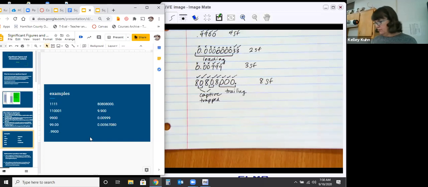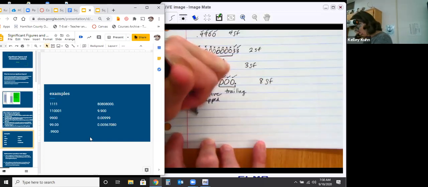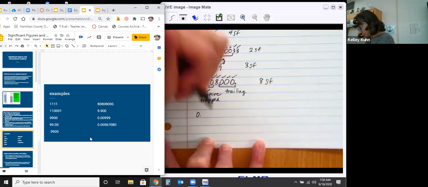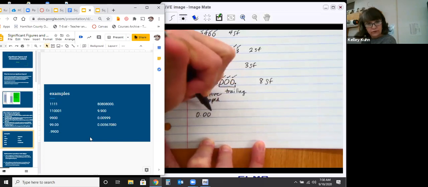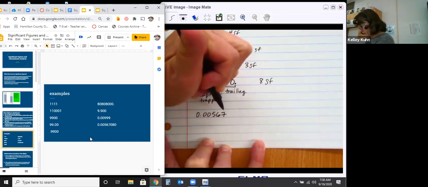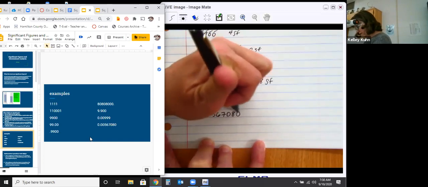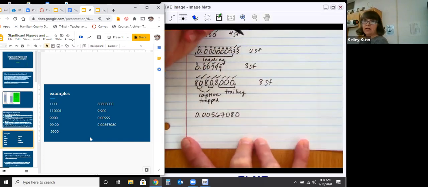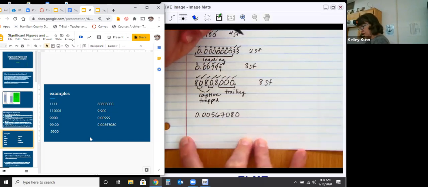The other number that's on here is 0.00567. So this number actually has 3 types of zeros.